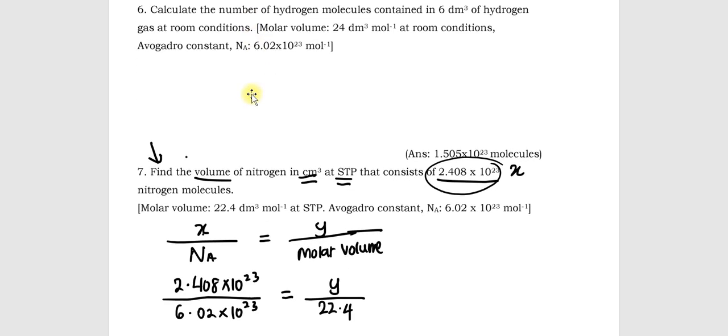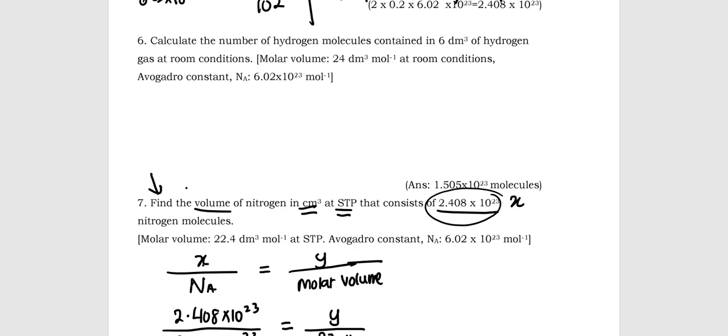Okay, question 6. Why? No, toilet is there. I am clearing my throat. Calculate the number of hydrogen molecules. I thought you wanted to go to the toilet. No, I know. 6 dm cube hydrogen gas. Okay, so they are asking number of hydrogen molecules and the volume.